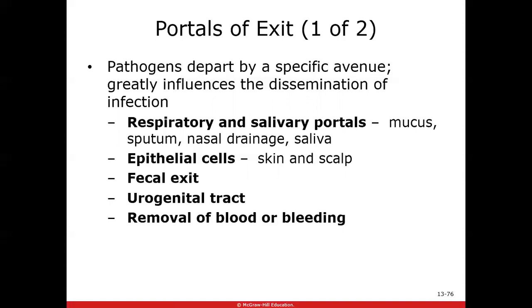You can have fecal exit. That's through diarrhea, feces. The microorganisms are in the diarrhea or in the feces, and if someone else touches it, somehow gets that into their mouth, then the microorganism can spread. Urogenital, that's through the urine, through sex. Typically, sexually transmitted diseases are through the urogenital tract. Then removal of blood or bleeding. So someone that has a disease in their blood, and they get their blood onto someone else, and that person is susceptible or has an opening that gets into their blood.